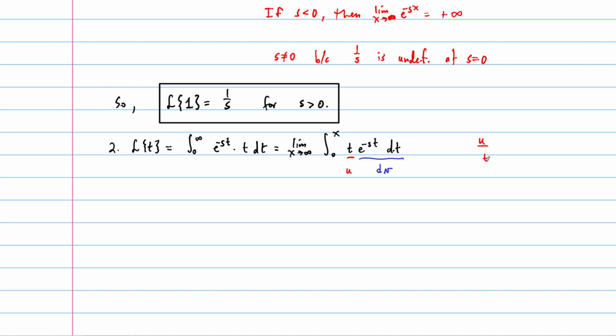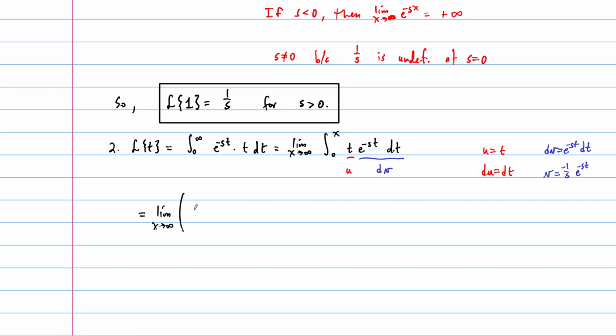Our u is t, that means our du is just dt, and our dv is e to the minus st dt. We just integrated this one, so v is going to be equal to minus 1 over s e to the minus st. At this point, we work out our integration by parts. Remember, whenever you do these improper integrals, you need to do the integral first and then deal with the limit. But u times v minus the integral of v du.